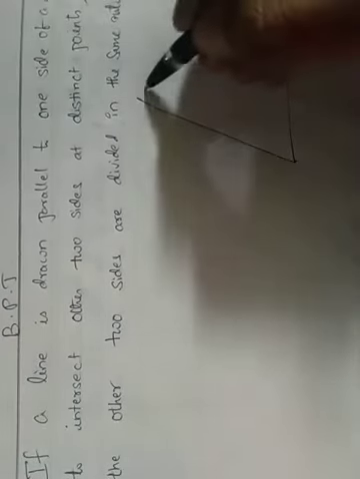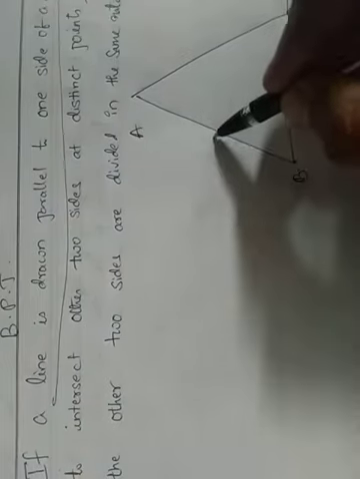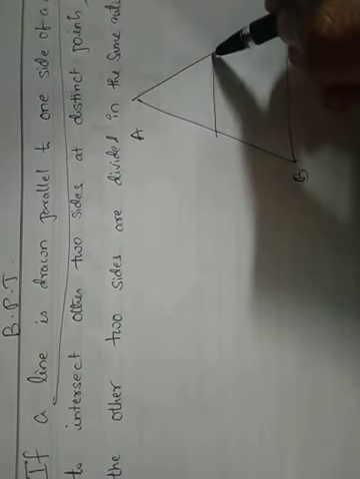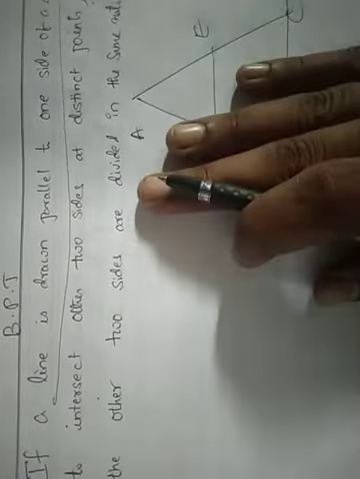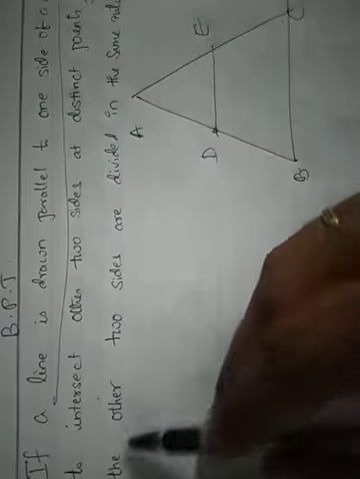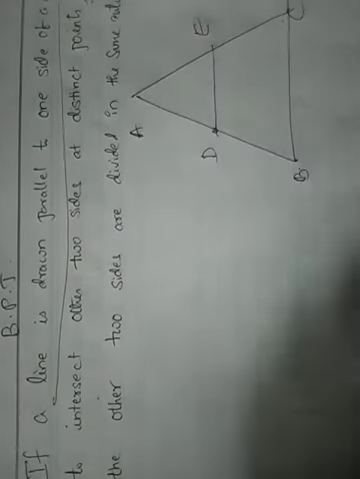If a line is drawn parallel to one side of a triangle, so let's take a triangle and let's call it A, B, C. Let's take BC, and we are drawing a line parallel to BC which intersects the other two sides at two distinct points, two different points. So one is D, one is E. So up to here we have done already. See, in words it is looking like a very big thing, but in the actual figure it is very easy. The other two sides are divided in the same ratio. That is what we have to show.